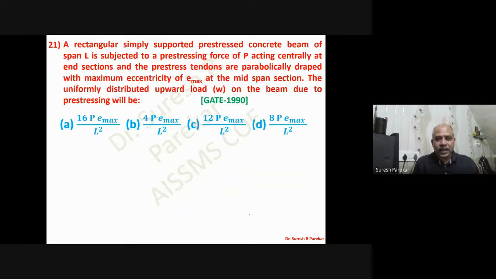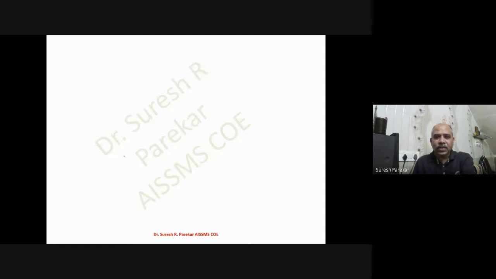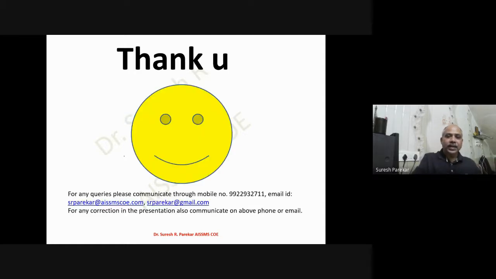And then we have this last question, again a theory question, which was asked in GATE 1990 actually. Here we simply have to use P into E equal to WL square by 8, and from this we are interested in finding the value of W. So we rearrange the terms and we get 8 P E max upon L square, which is option D. So these are the questions which were asked in the GATE examination in the last 20 to 30 years, I can say.